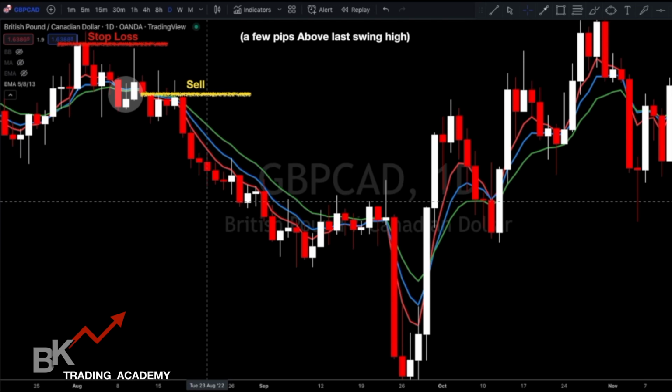And oftentimes price likes to come back up and retest it. That's why we're going to put our stop loss a few pips above it, so that if price retests it, it won't get us out so easily. We want to give enough wiggle room so that price doesn't hit our stop loss. Okay, that's what smart traders will do.